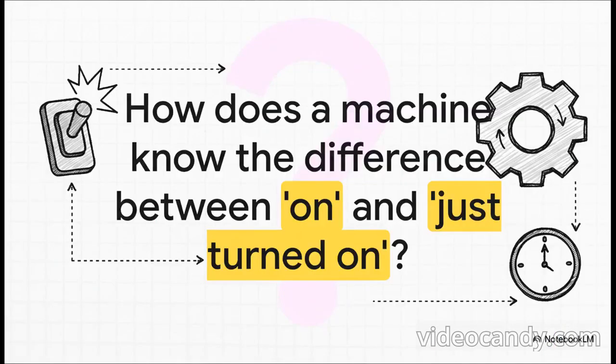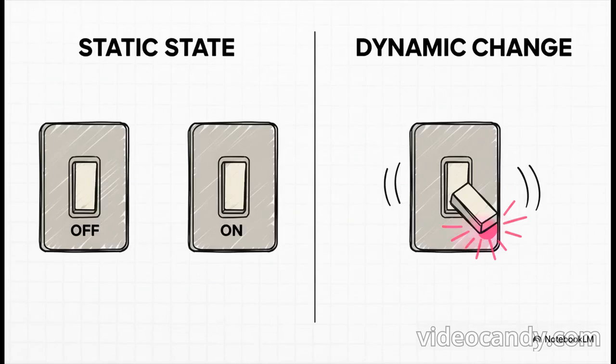This might sound like a simple question, right? But it's actually the central puzzle that all industrial automation has to solve. See, it's not enough for a machine to know a switch is on. It needs to react to the exact moment it was flipped. You see, for a machine, the world isn't just about static states like on or off. It's all about the change between them. The machine has to be able to pinpoint the exact instant a signal shows up or disappears. And in the world of programming, we have a name for that precise moment: an edge.